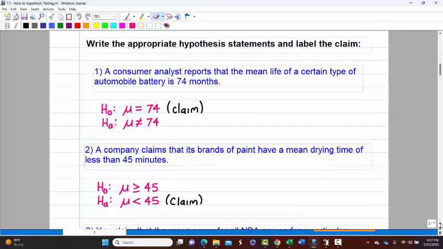This one says a company claims that its brands of paint have a mean drying time of less than 45 minutes. All right. Less than. Okay, symbolically, that's pretty straightforward. Less than is less than. But the less than symbol right here must be the alternative, must be Ha. Because by definition, if it doesn't have equal, it's Ha. And then it pairs up automatically with greater than or equal to.